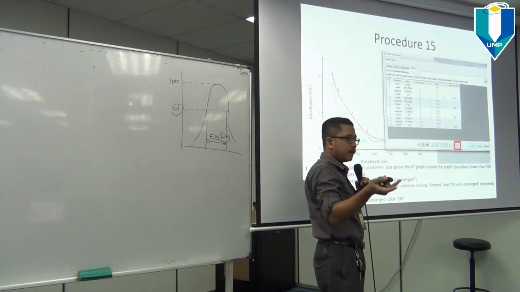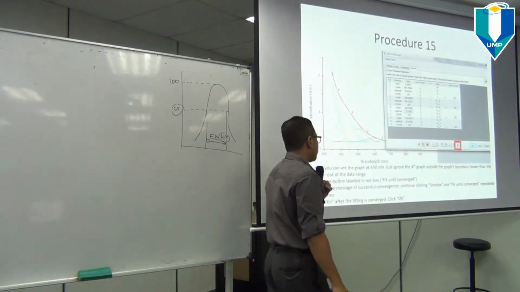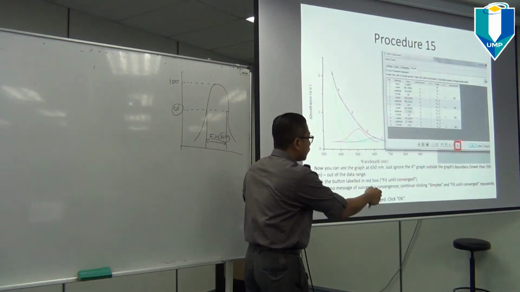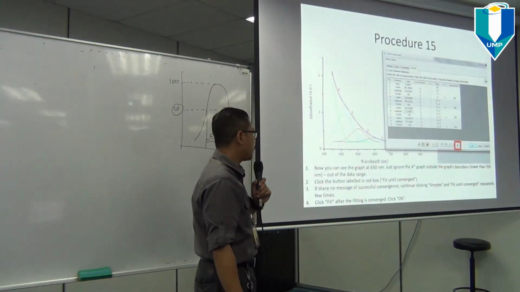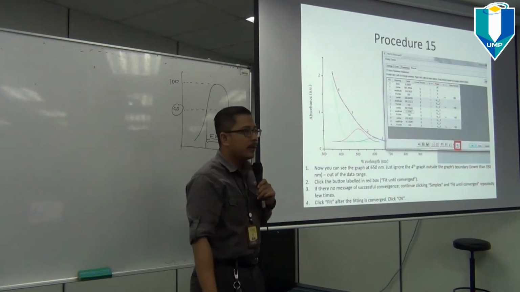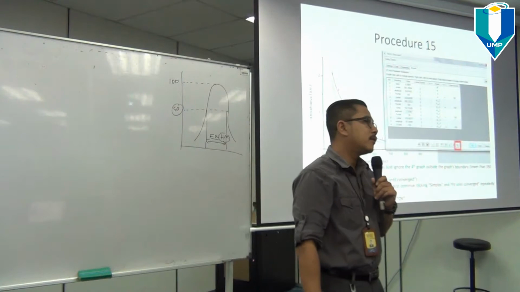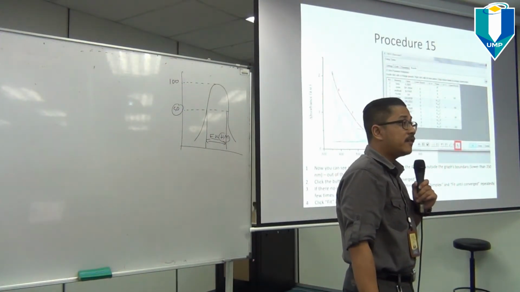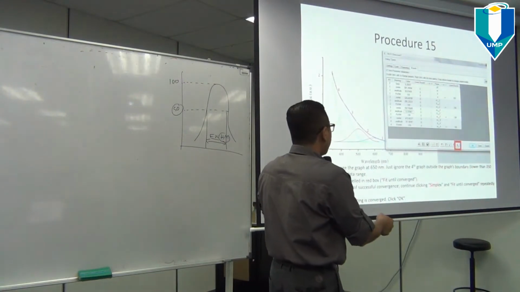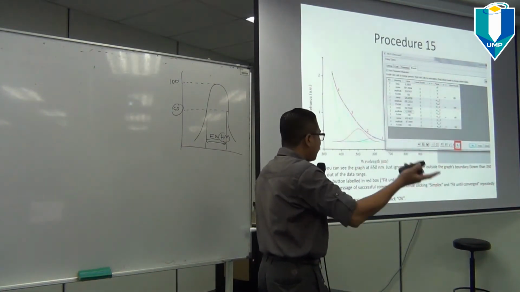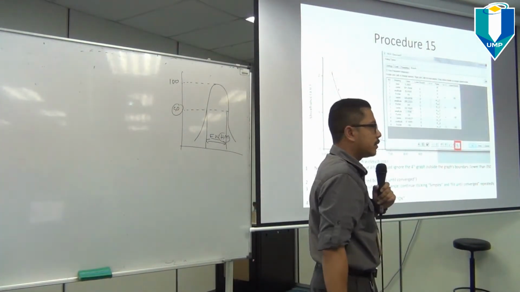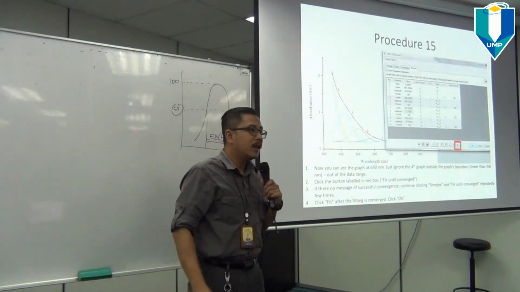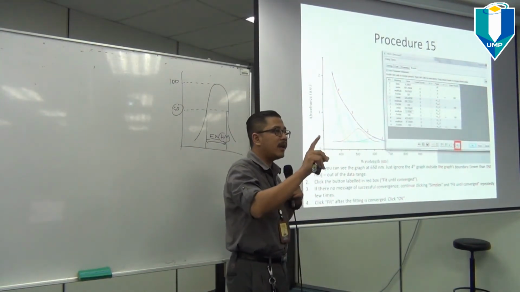If you are satisfied with the fitting, click this button, Fit until converge. Done? Converge or not? Convergence fail. So what you need to do is click the simplex button again and fit until converge. Simplex many times, fit until converge, until your fitting converges. If it converges, successful, and don't click anything yet.